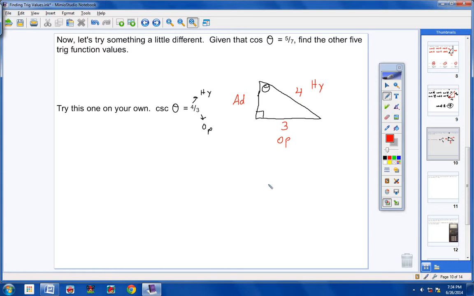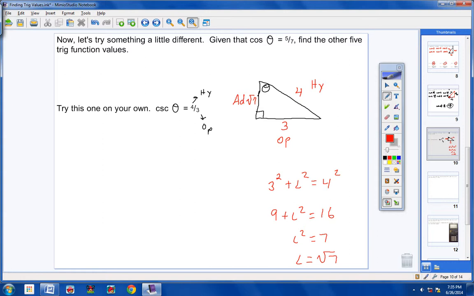So very quickly here, leg squared plus leg squared equals hypotenuse squared, and that would be 9 plus L squared equals 16. Bring the 9 over and make it a -9. L squared equals 7. Take the square root of both sides and you'll get leg equals square root of 7. So your adjacent side here is square root of 7. Okay?